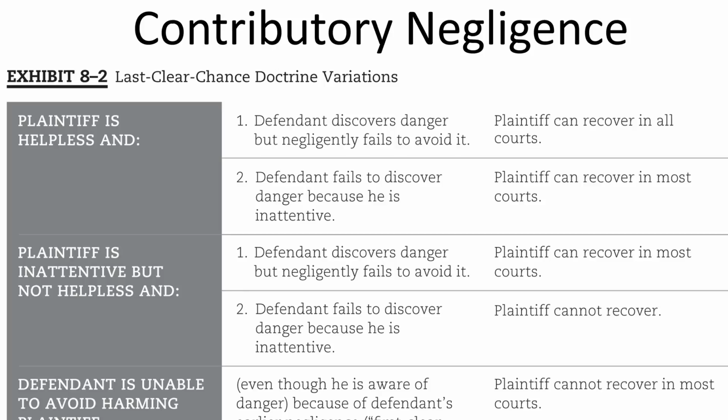Okay, finally, what if the defendant is unable to avoid harming the plaintiff, even though he's aware of the danger? Because of the defendant's earlier negligence, the plaintiff cannot recover in most courts. So again, that's the example I provided where the defendant had the defective brakes. They're unable to avoid the harm, even though they're aware of the danger that the plaintiff is in the middle of the road because of the defendant's earlier negligence of driving with those defective brakes. Again, in that situation, the plaintiff can't recover in most courts.